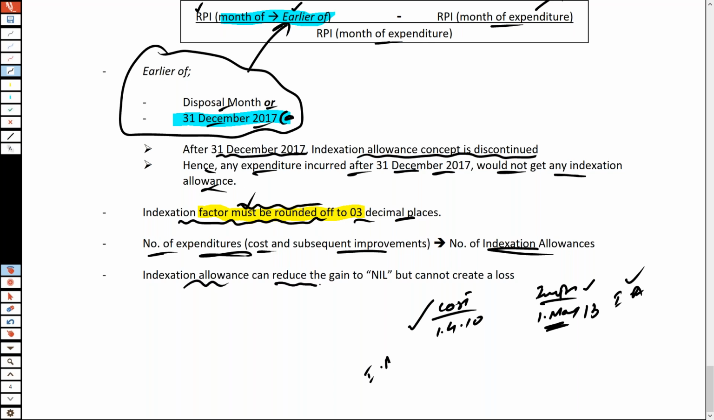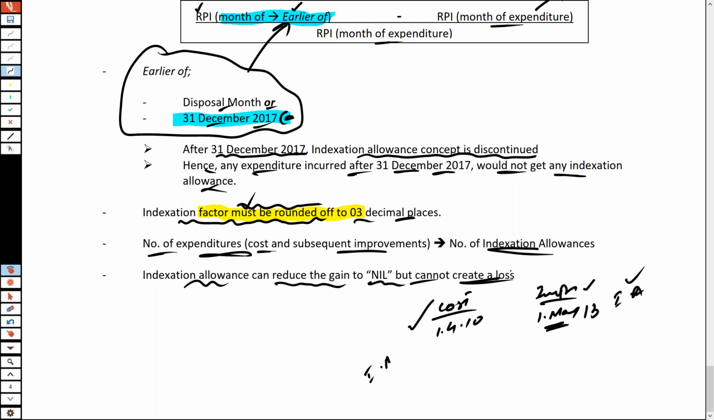Indexation allowance can reduce the gains amount to nil but cannot create a loss or a negative figure. What does it mean? Normally we know that personal allowance can reduce our taxable income, annual exemption can reduce the gains amount. The personal allowance, the indexation allowance, and any other allowance or relief can reduce the amounts of income or gains, but they can never create a loss amount. Due to these things, a loss can never be created.